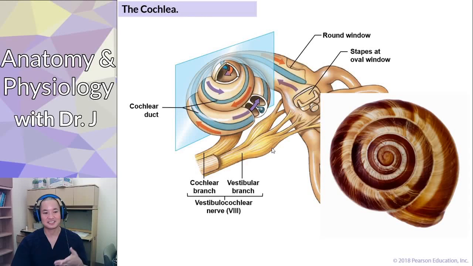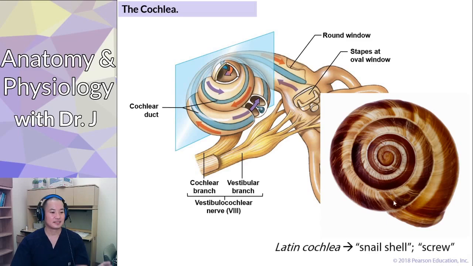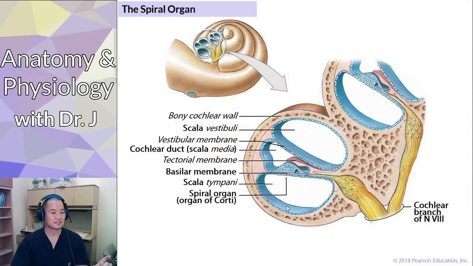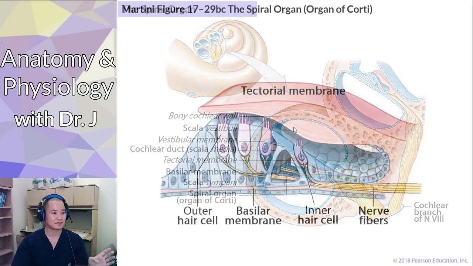So the cochlea kind of looks like a snail shell, and this is where it comes from. It has a spiral-like shape. The spiral organ is very complex. What I want you to focus on is the basilar membrane, the one that actually vibrates in response to pressure waves due to sound.